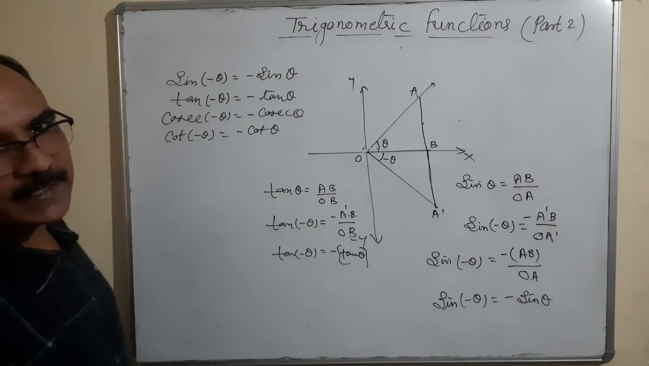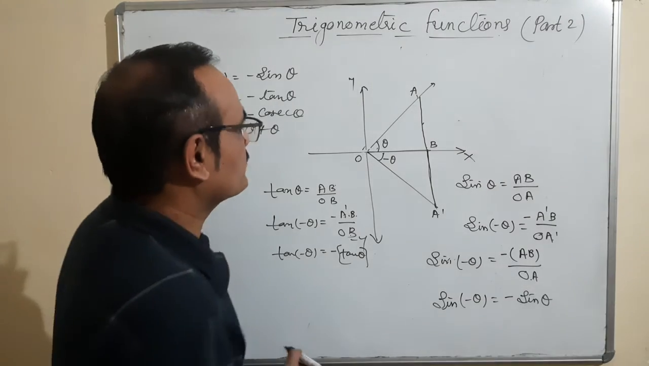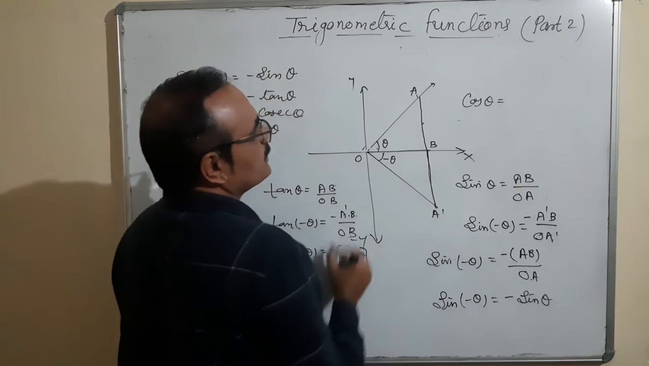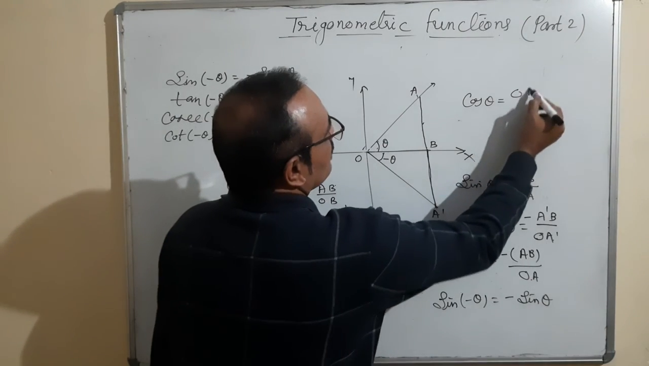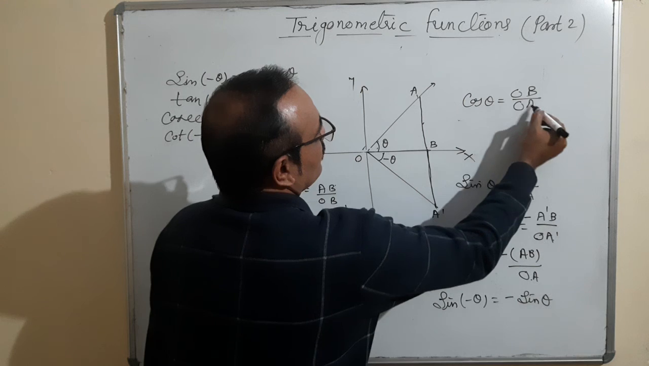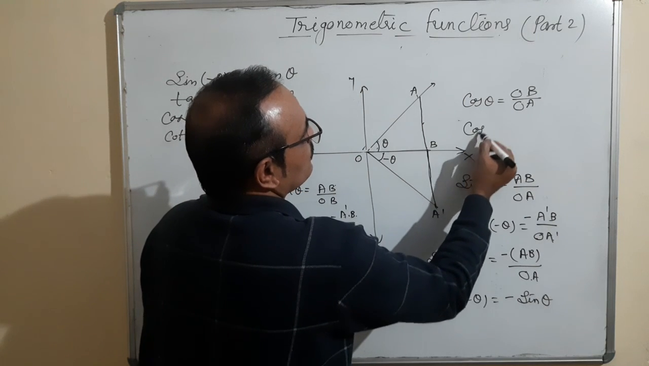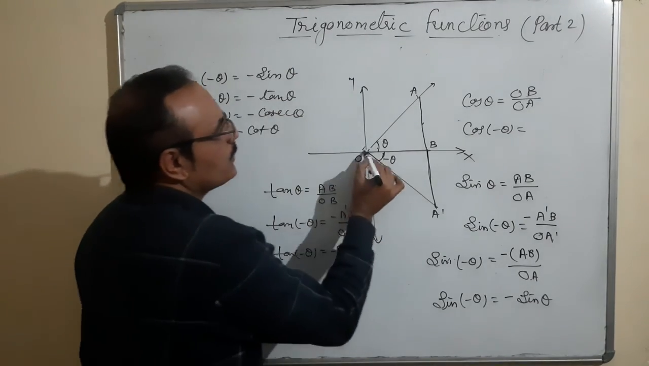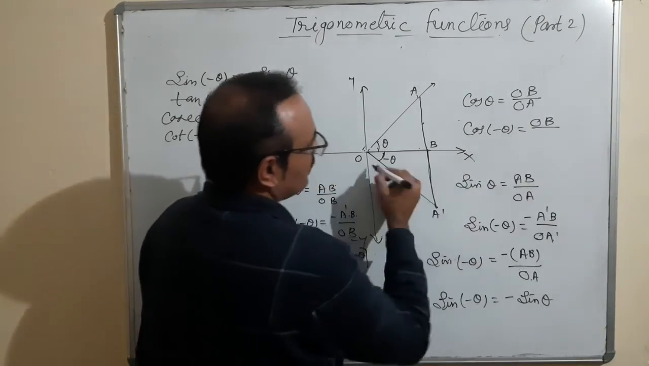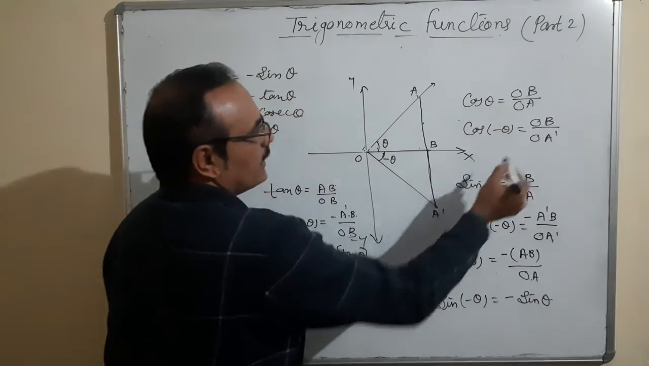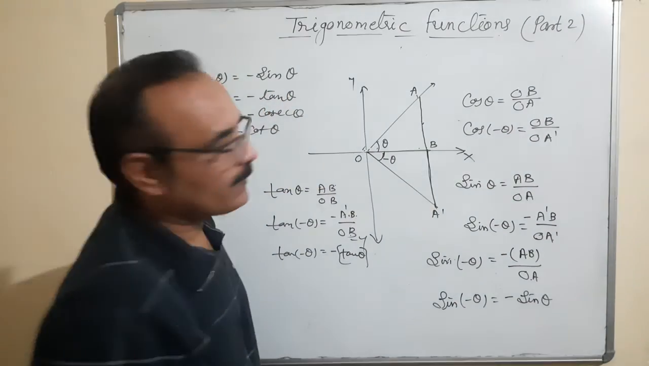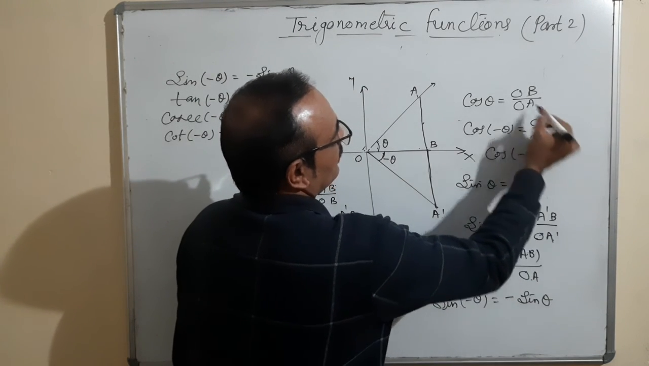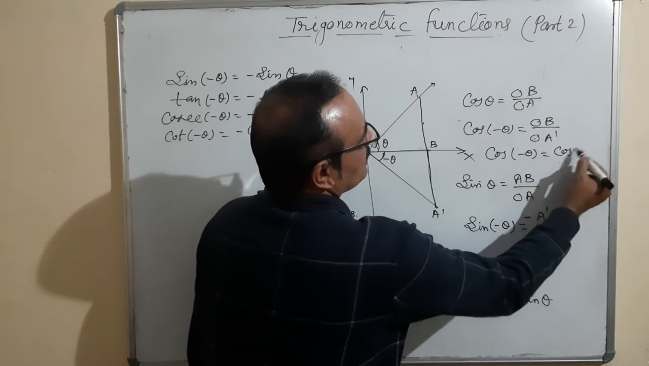Now let us check cos and sec. Cos theta is equal to base OB upon OA. Cos minus theta is equal to OB upon OA dash. And OA dash and OA are both the same. So what should I write here? Cos minus theta is equal to OB upon OA. OB upon OA, that is cos theta.